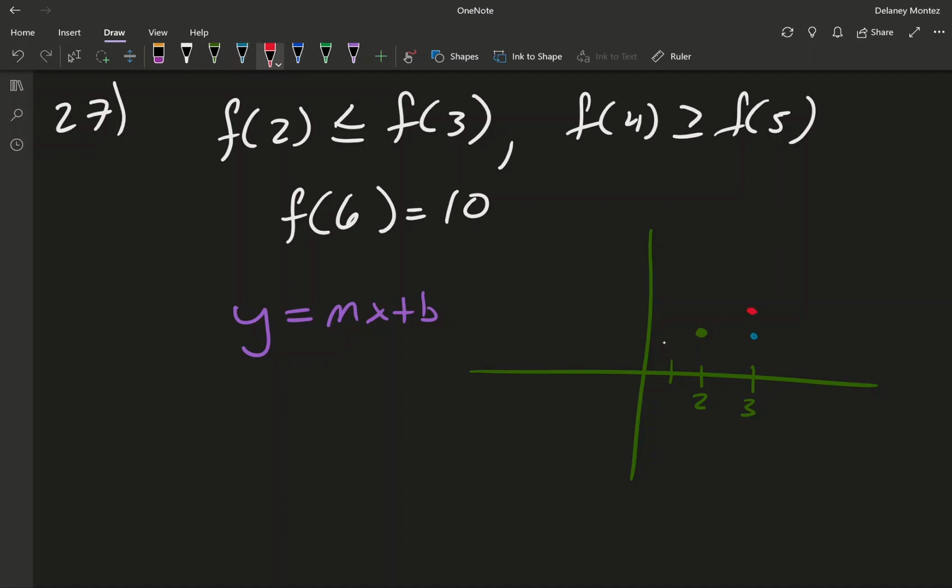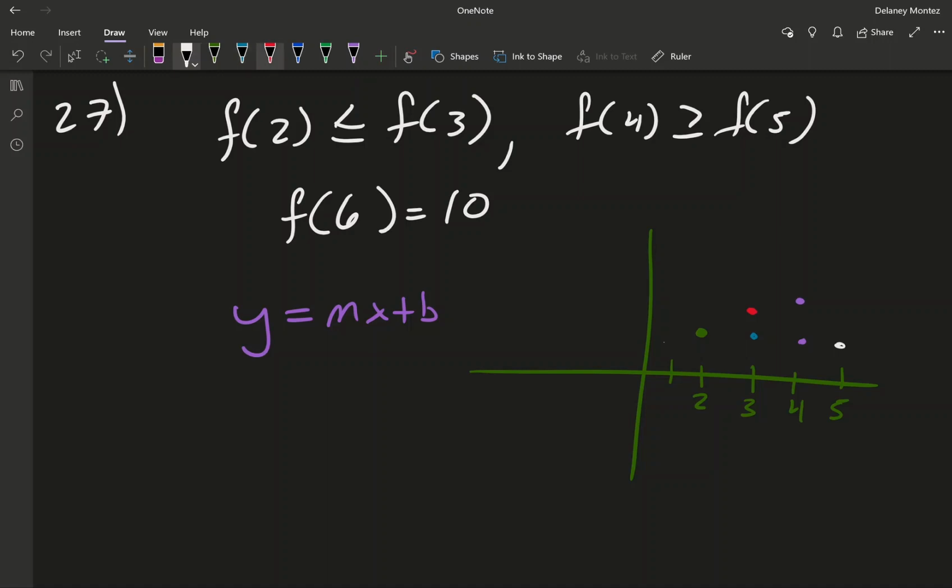It can be the same value or bigger. But let's look at f of 4. f of 4 is greater than or equal to 5, right? Since we know this is a linear function, f of 4 is either less than, if it has a negative slope... Well, it can't be less than, right? It can't be less than because it's bounded, so it can only be here or here, because it can't be lower than the red dot. And then 5 can only be here. It can't be bigger than 4.